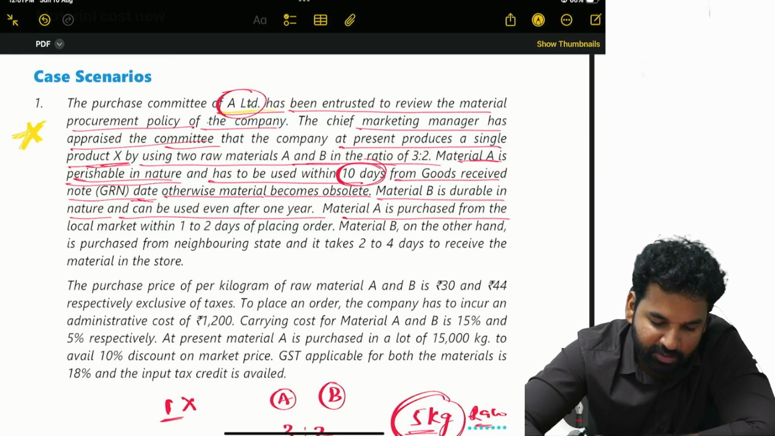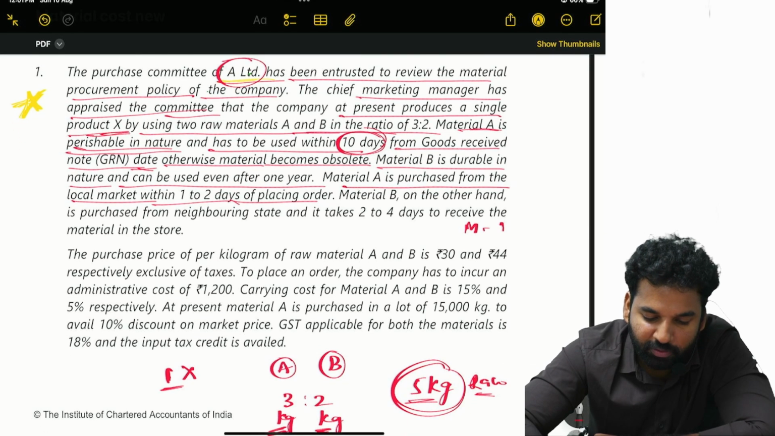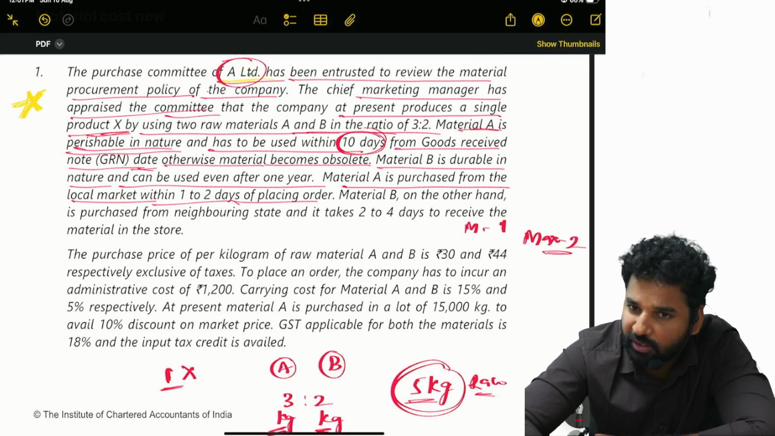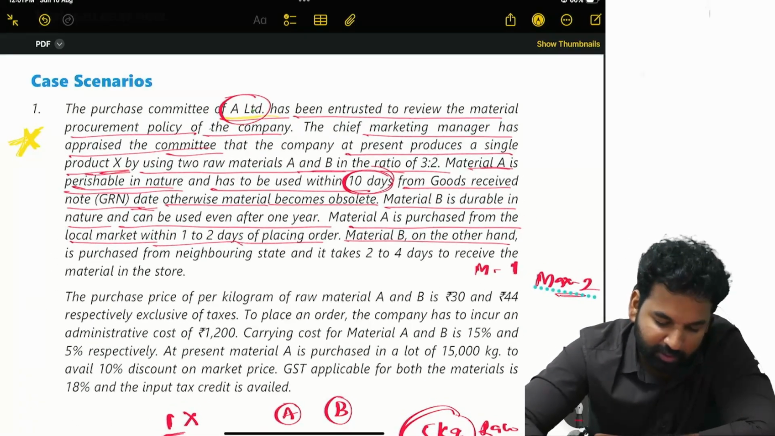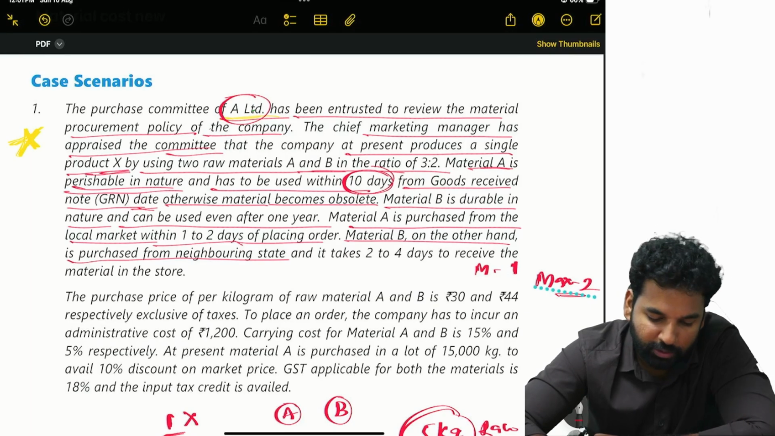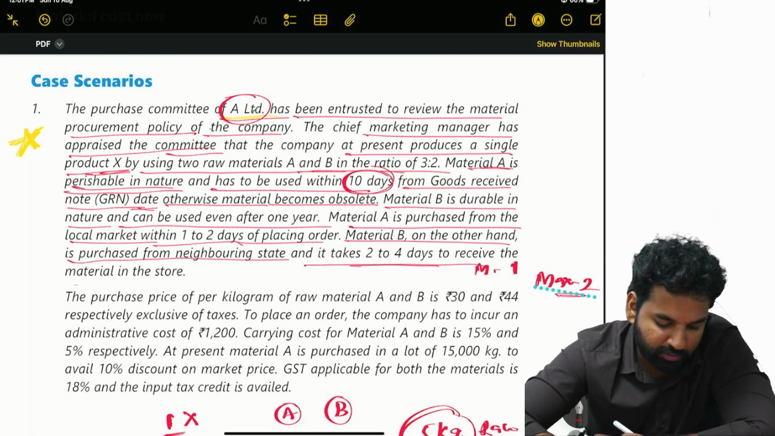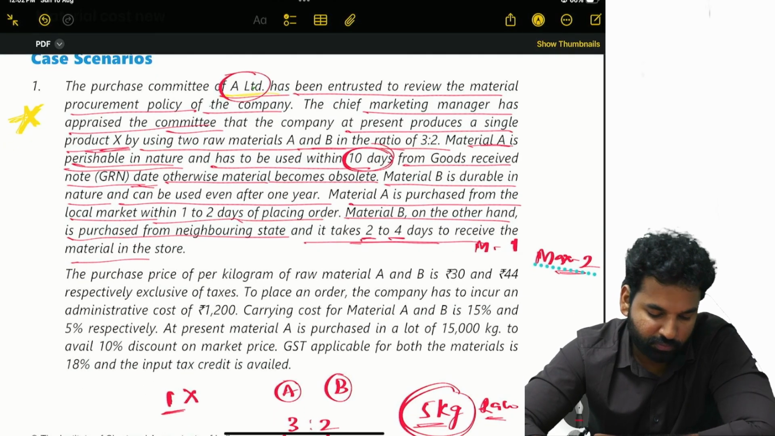Material A is purchased from the local market within 1 to 2 days of placing an order. So minimum is 1 day, maximum is 2 days. What is this? Lead time, or pre-order period. Material B on the other hand is purchased from the neighboring state, and it takes 2 to 4 days to receive the material in the store. Minimum is 2 days, maximum 4 days.